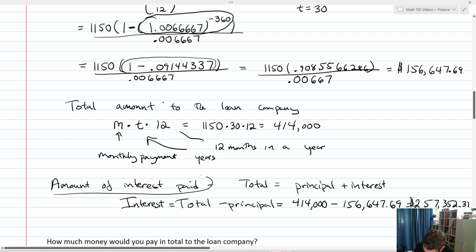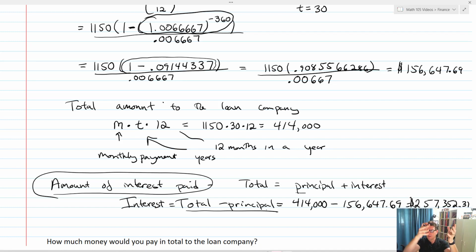And in general, that's how we find the amount of interest paid. It's going to be the total minus the principal. So we first figure out what the principal is, how much money we have for principal. Then we figure out the total amount. And then we take the total amount minus the principal, and that gives us the interest.